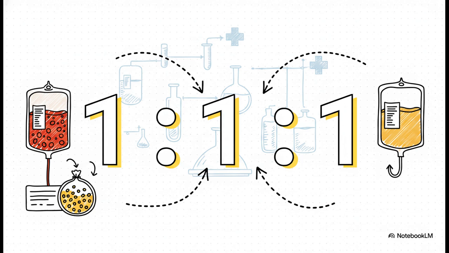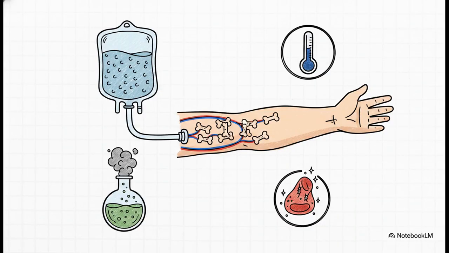See, if you only pump packed red cells into a heavily bleeding patient, you're going to severely dilute the remaining platelets and clotting factors, which actually causes them to bleed out even faster from dilutional coagulopathy. By strictly using that 1 to 1 to 1 ratio, you are essentially reconstructing whole blood on the fly. However, these massive protocols carry massive metabolic risks.